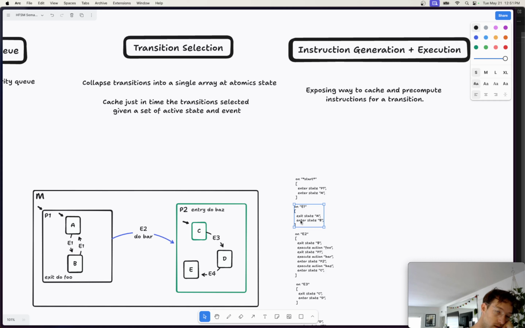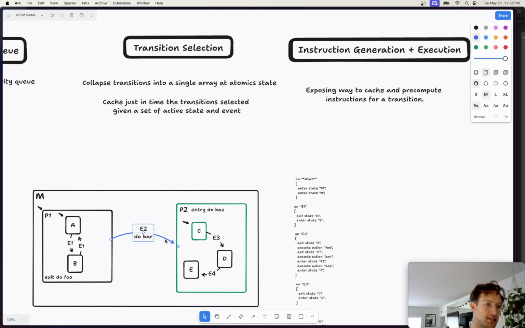There are a couple of different ways that we can do this type of caching. It could be just in time. We can say, hey, we haven't seen this transition before, let's figure out what instructions we need to execute for it, and cache that for future reference. We can also pre-compute these ahead of time when the state chart is instantiated, or during compile time, and potentially pass in that cache.